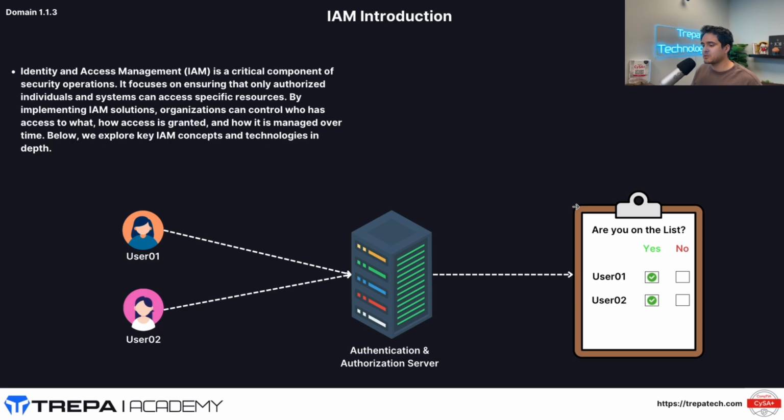IAM introduction. So identity and access management is a critical component of security operations. It focuses on ensuring that only authorized individuals and systems, and also service accounts and other subjects, can access specific resources in our enterprise. When we implement these IAM solutions, organizations, service providers, identity providers can control access to what and how access is granted. So they can control who has access to what, how access is granted, and how it is managed over time. So in this lesson, we're really talking about AAA. That's authentication, authorization, and accounting, and then also IAM.